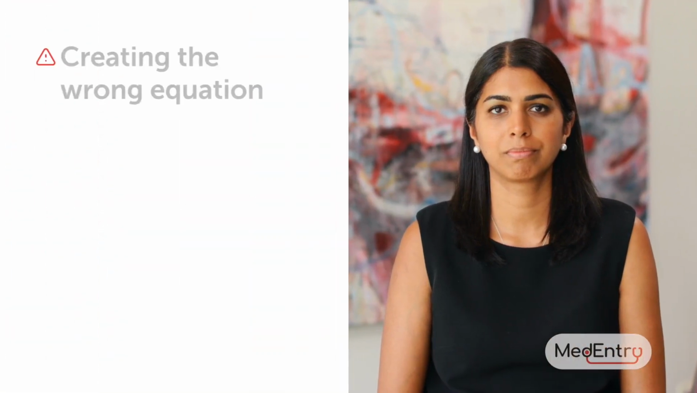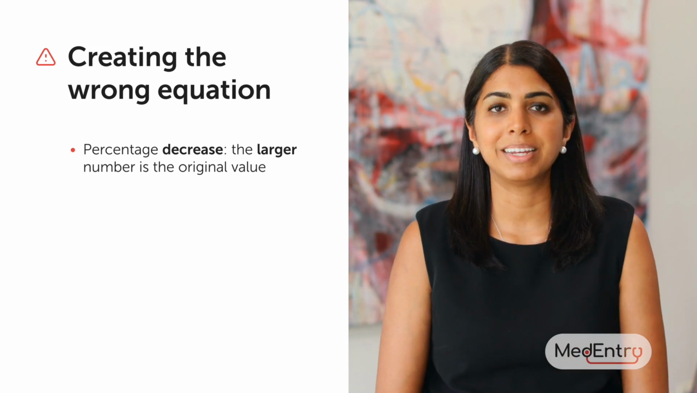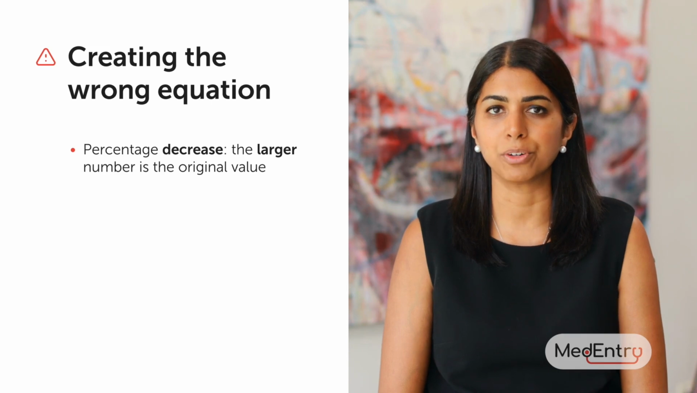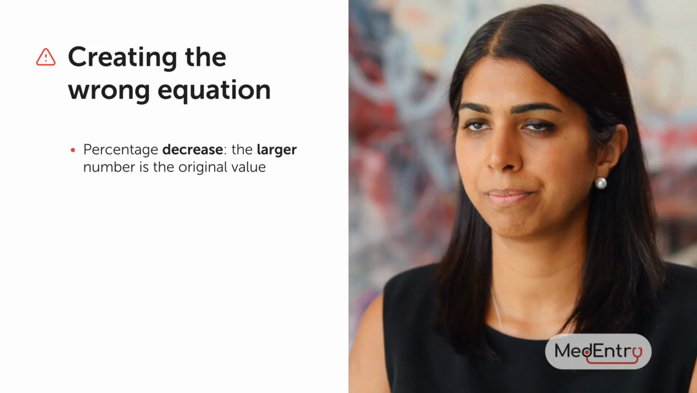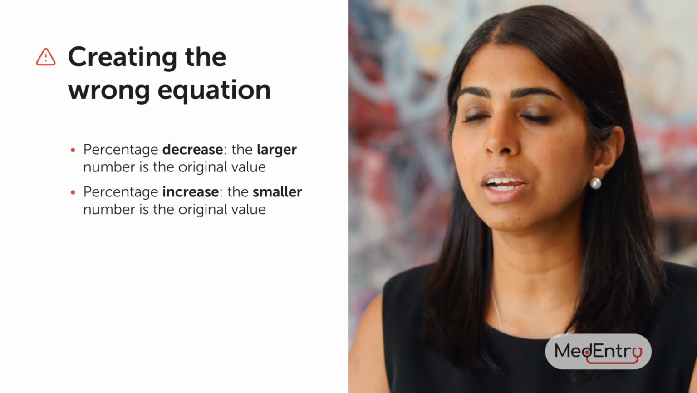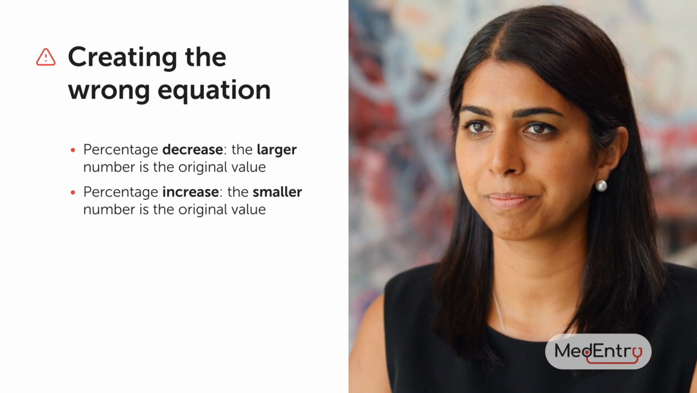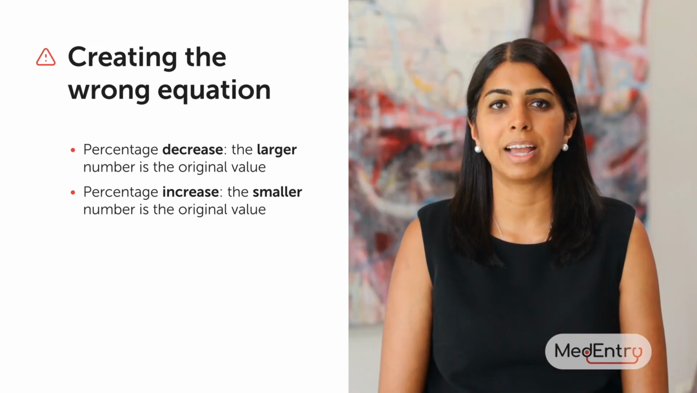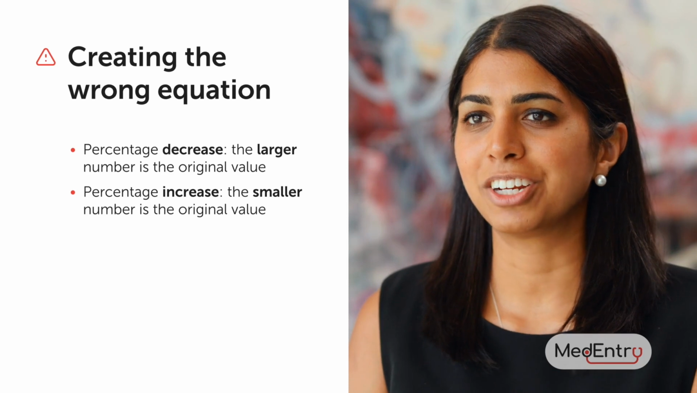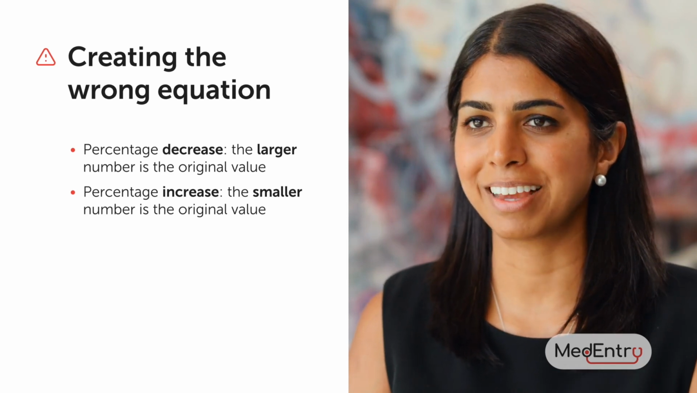To make it easier to identify which value to use, you can follow this rule of thumb. If you are asked for a percentage decrease or saving, the larger number should be the original value. If you're asked for a percentage increase, the smaller number should be the original value. This rule can help you avoid making mistakes when calculating percentage change. Using the percentage change triangle will also help you avoid this error.